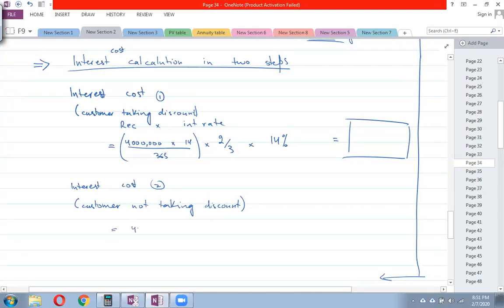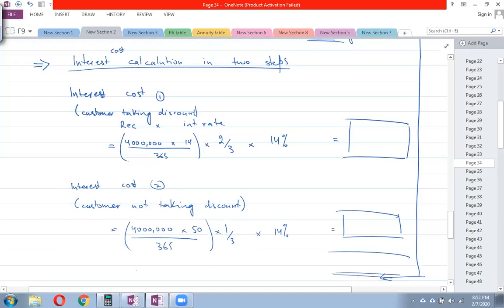Again, receivables, which is sales, multiplied by receivable days, which now will be 50, divided by 365. Now, 1/3 of the customers are not taking the discount and the interest cost is 14%. So how much is the interest cost for this? And then how much is the total interest cost?